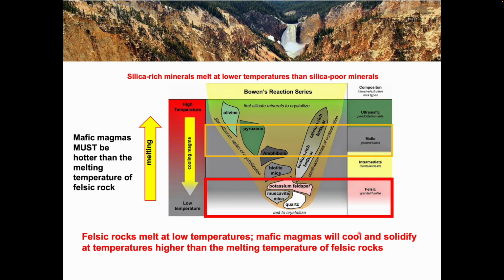This is Bowen's reaction series, as you may recall from the last lecture. Just as a review, mafic magmas have to be hotter than the melting temperature of felsic rock, because your low-temperature magmas are full of things like potassium feldspar, muscovite mica, and quartz, whereas high temperatures are required to melt those minerals and create olivine and pyroxene, and melt everything else and just leave behind the heavier iron and magnesium-rich minerals. Felsic rocks melt at low temperatures. Mafic magmas cool and solidify at temperatures much higher than the melting temperatures of felsic rocks.